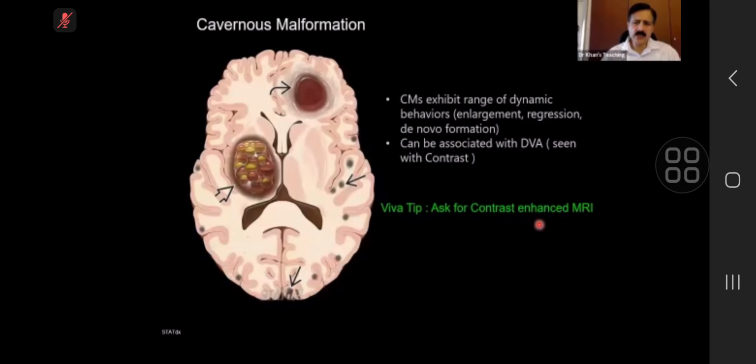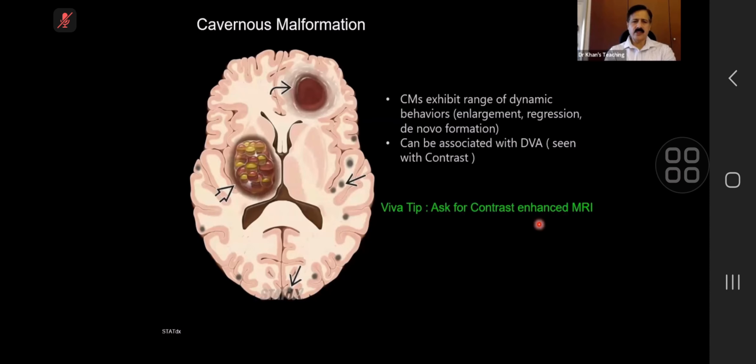Viva tip is, you have to ask for a contrast enhanced MR to rule out DVA. The cavernous malformations or cavernomas themselves might not show any enhancement. They might show subtle enhancement also. But that is not the point. The main point is that you have to pick up a DVA. Cavernomas can be very symptomatic.